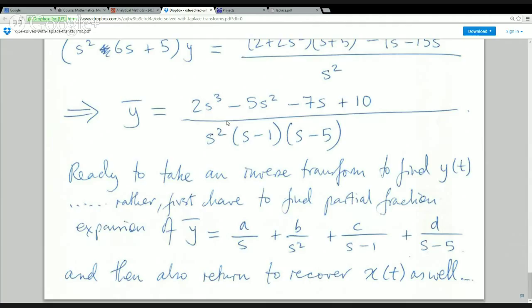So we have this unknown function y bar now as 1 over s plus 2 over s squared plus 1 over s minus 5. Now this is ready to take inverse transforms. Okay. So we take an inverse Laplace transform.